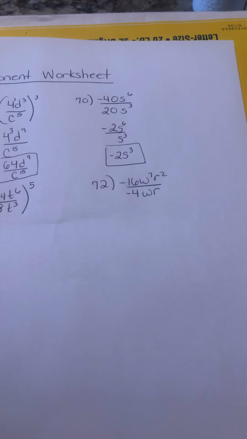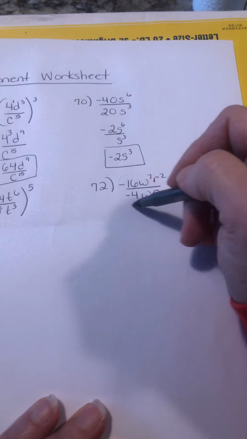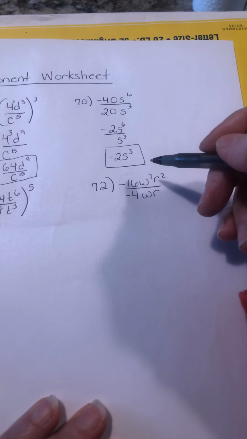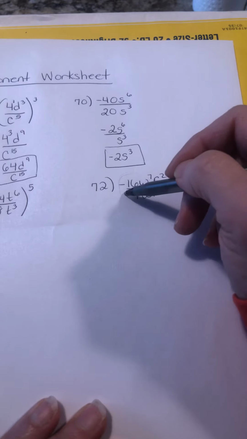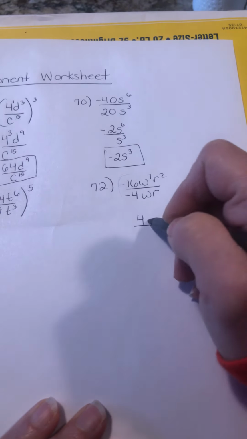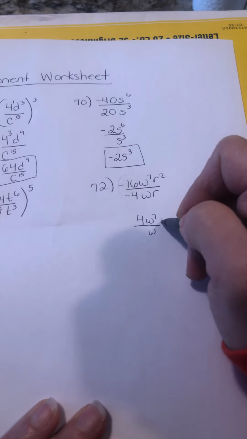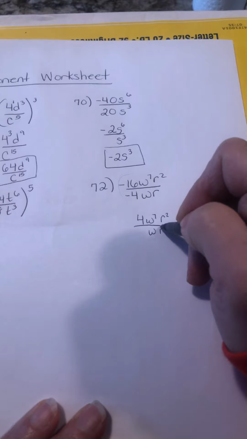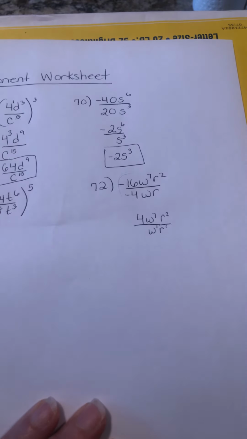Coming down here to number 72. Again, I'm going to be looking at the coefficients, so we're going to divide those the same way we normally would. So negative 16 divided by a negative 4 is going to give us a positive 4. And I have my w to the 7th power over w, and then r squared over r. So just so I don't forget, I'm going to put a 1 here.